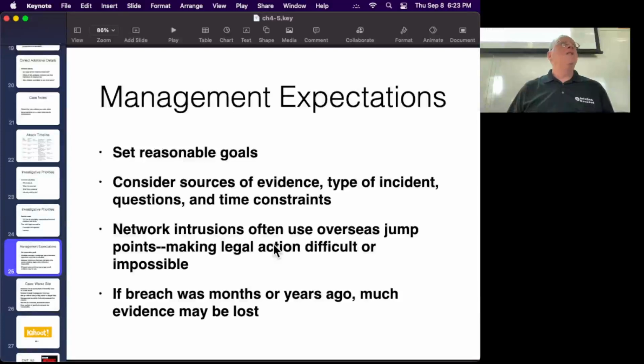Unless you are the military or the police yourself, you probably have no ability to do that, and it's probably pointless. Also, if like that example from before, you don't even notice it for months, then most of the evidence is going to be gone by the time you're investigating. And that's again going to mean you better explain to your management that you're really not going to find out too much about it.